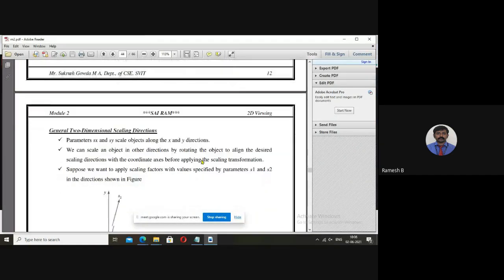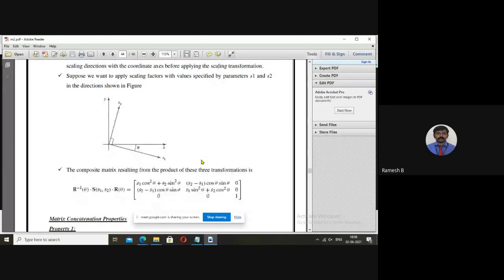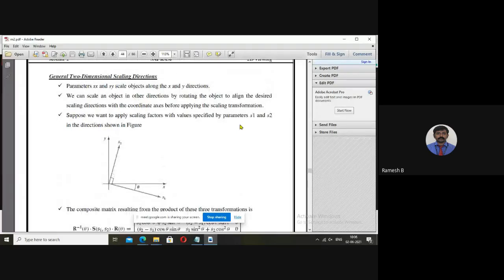Now we can do scaling in two different dimensions. We can do scaling in two different directions.